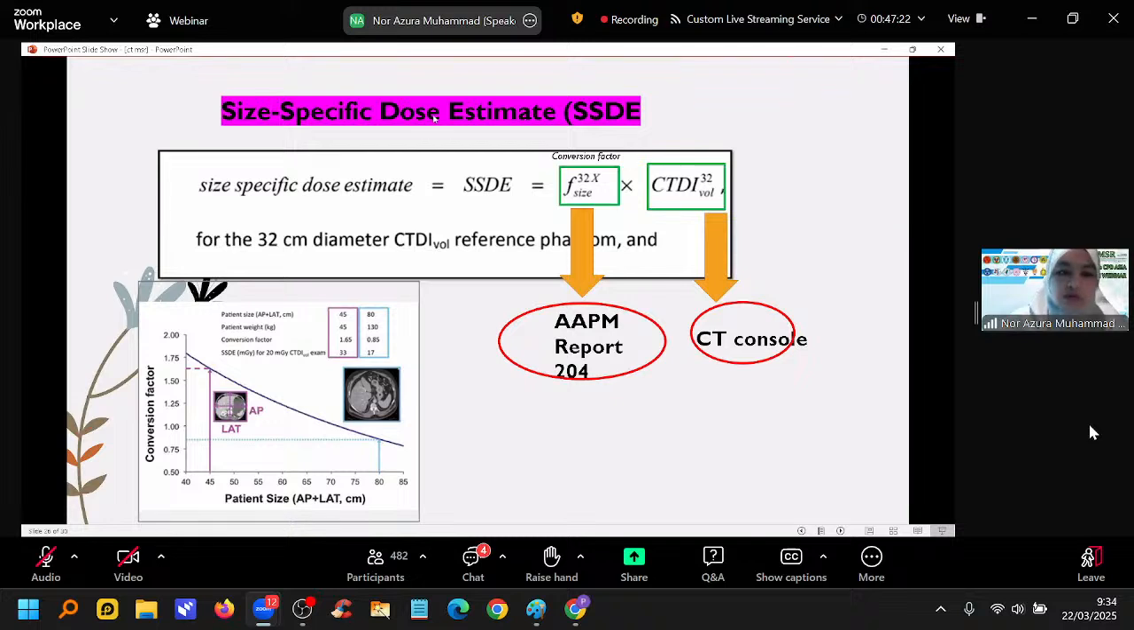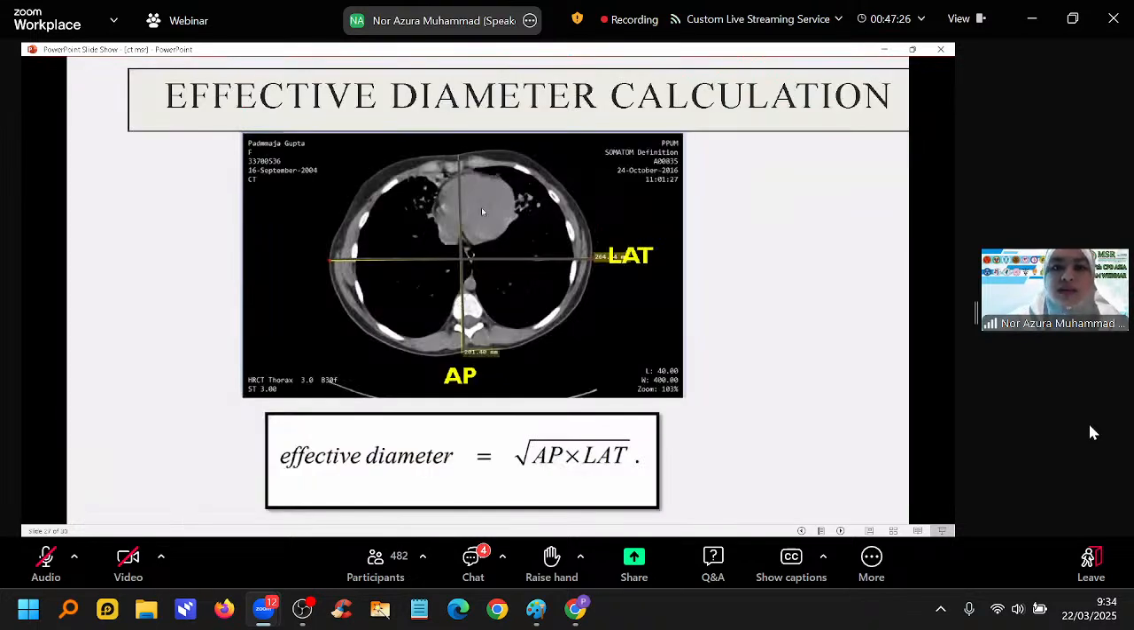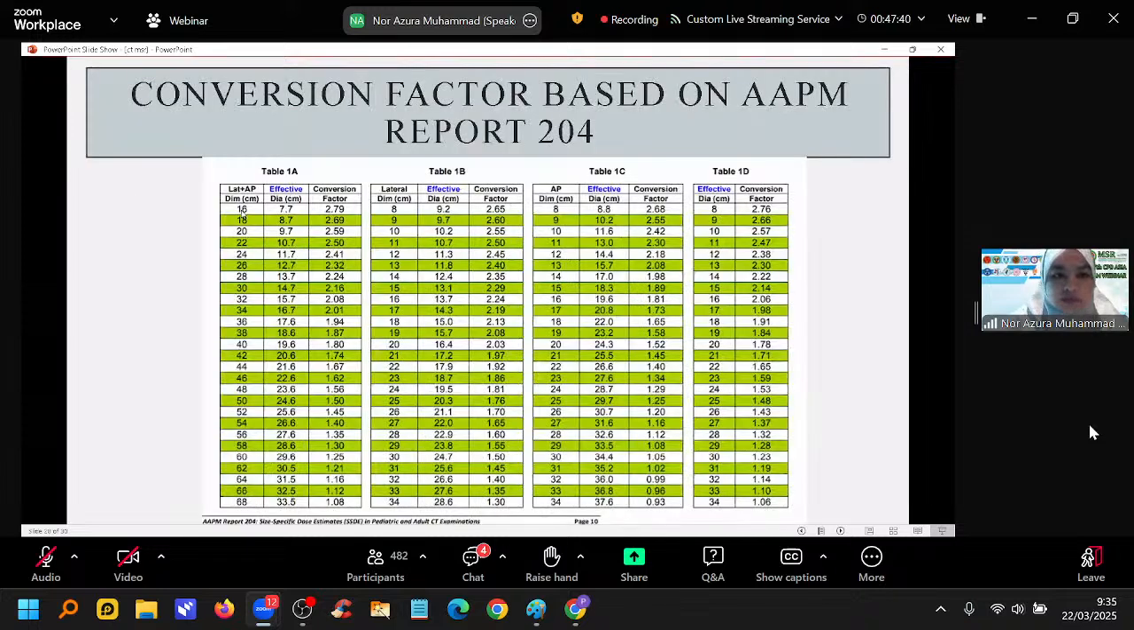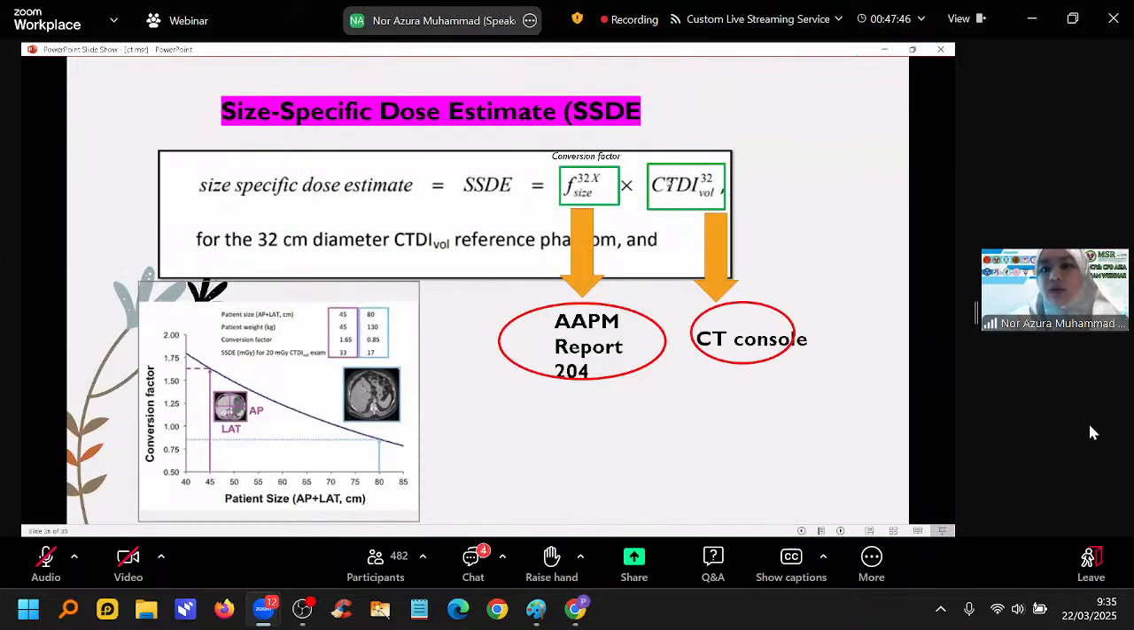Before that, how do we get this value? We need to calculate the effective diameter of the patient first. By getting the lateral and AP diameter of the patient, we get the effective diameter value. From the effective diameter value, we find the conversion factor, and then we multiply it by the CTDI volume, so we can get the result of the SSDE.